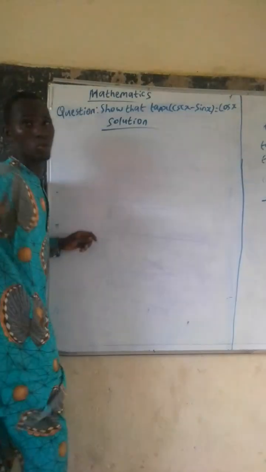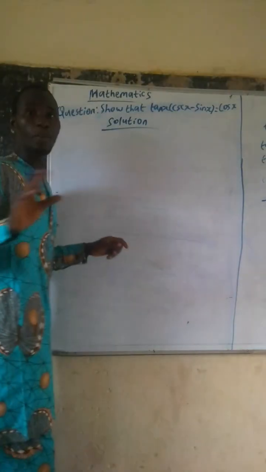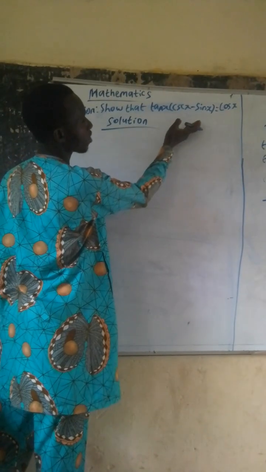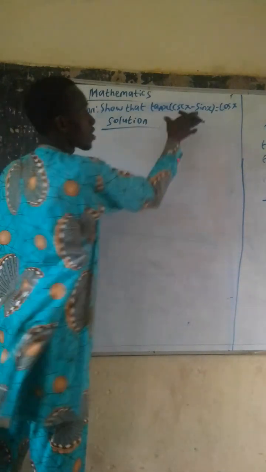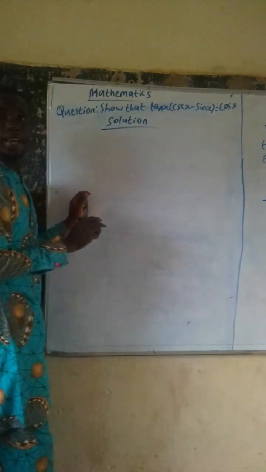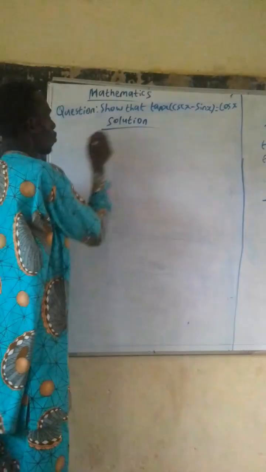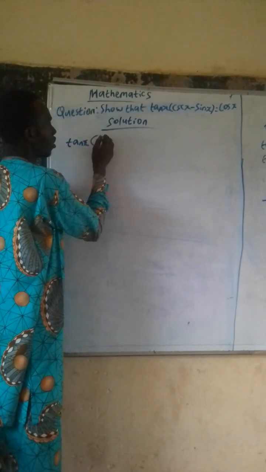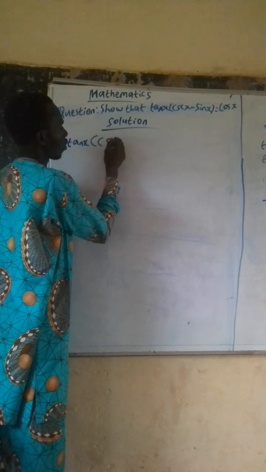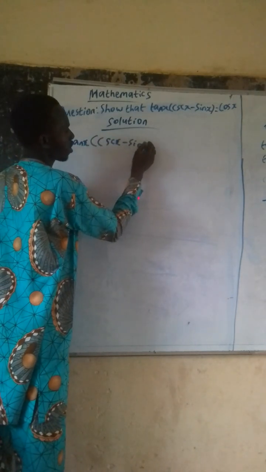So let's go right ahead to solve it. We are going to prove the left hand side. This is the left hand side, right? And this is the right hand side. So we need to prove that this left hand side is equal to this right hand side. Are you getting me? So what's the left hand side now? We are bringing down the left hand side, which is tan x, which multiplies cosec x minus sin x.